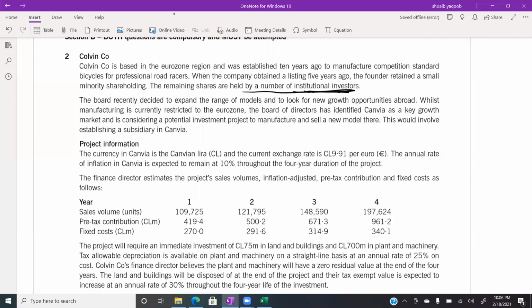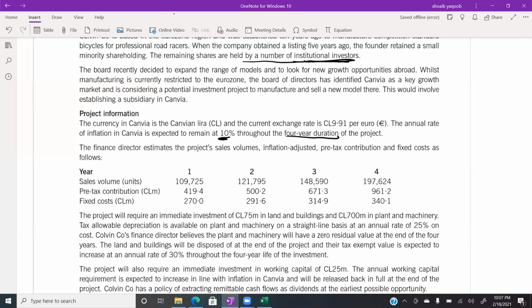The currency in Canvia is the Canvian lira and the current exchange rate is 9.91 lira per euro. The annual rate of inflation in Canvia is expected to remain at 10% throughout the 4-year duration of the project. So the project duration is 4 years and the inflation of Canvia is 10%. The finance director estimates the project sales volume, inflation adjusted pre-tax contribution and fixed costs as follows. So the sales volume is given, and the inflation adjusted contribution is given, so there is no need to change this. Then fixed cost is given, and it is also inflation adjusted.